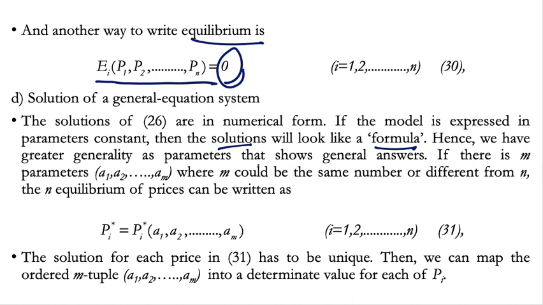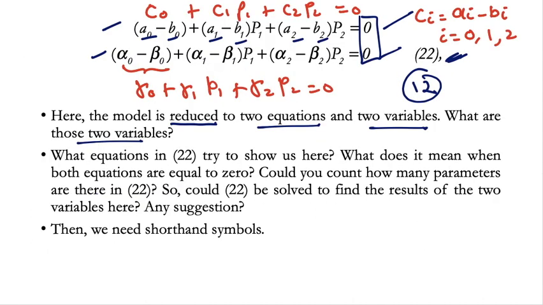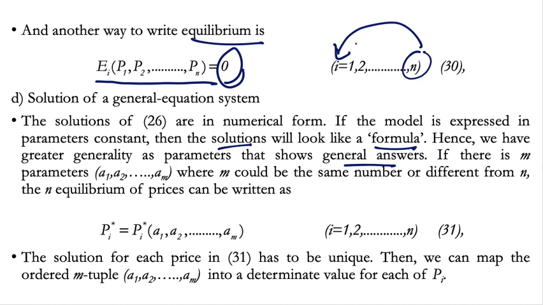Because it looks like a formula, we have greater generality, as the parameters show general answers too. If n refers to the total number of commodities, m refers to the total number of parameters. In our previous example here, we have m equals 12. But if we have a lot of commodities, let's say an infinite number, we call the total number of parameters m: a1, a2, a3, until am.